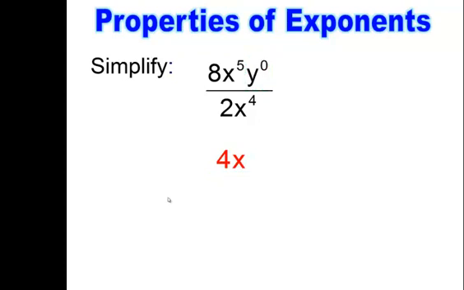So I don't need the line because nothing fell below, nothing fell in the division position. So my whole answer here would end up being 4x.